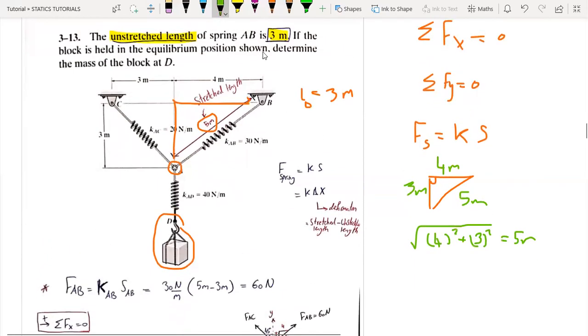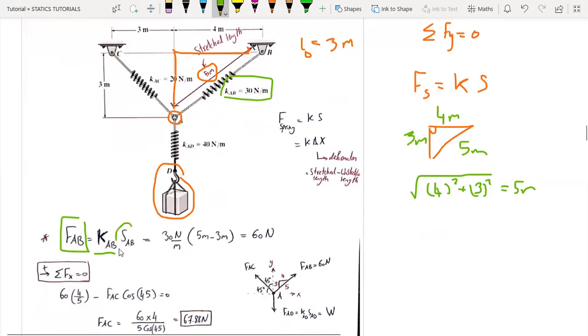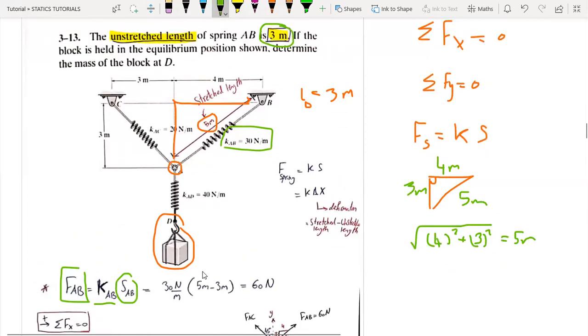Anyway, from this information, we can calculate the spring force in cable AB to be equal to the spring constant KAB, which is 30 newtons per meter, multiplied by the stretch, which is the final length, 5 meters, minus the unstretched length, which is given as 3 meters. And we'll get the force to be 60 newtons. Now, if the block is held in the equilibrium position shown, determine the mass of block at D. So what's required from us is to find M at D.